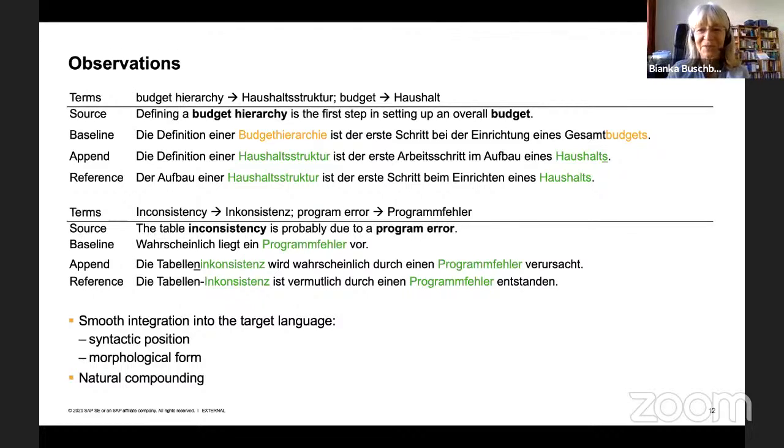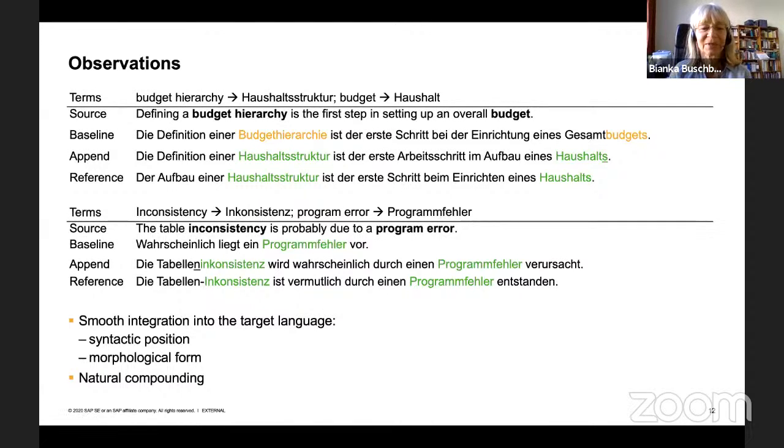Maybe I can also answer this question. So it doesn't happen that often, actually. This was just one of the examples we picked where we have seen a nice integration of the term, but that we lose the term in general is not very often the case. And here in this example, you also see that the reference translation is not really correct. So this is also something you have to keep in mind.